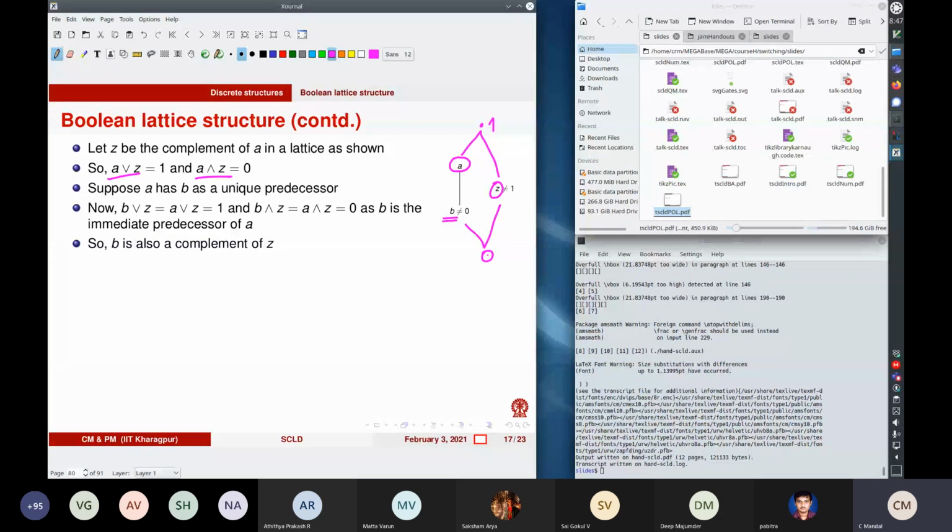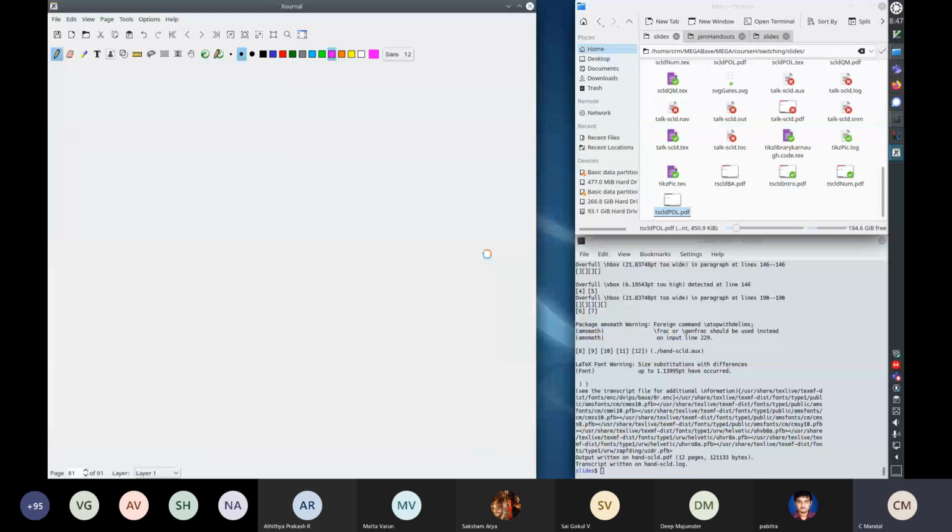If you have such a situation where B is not 0, then an element like Z, which is the complement of A, will also have to be the complement of B. So therefore Z doesn't have a unique complement. In a Boolean lattice, such a situation is not possible, because as you have seen, every element in a Boolean lattice has a unique complement.